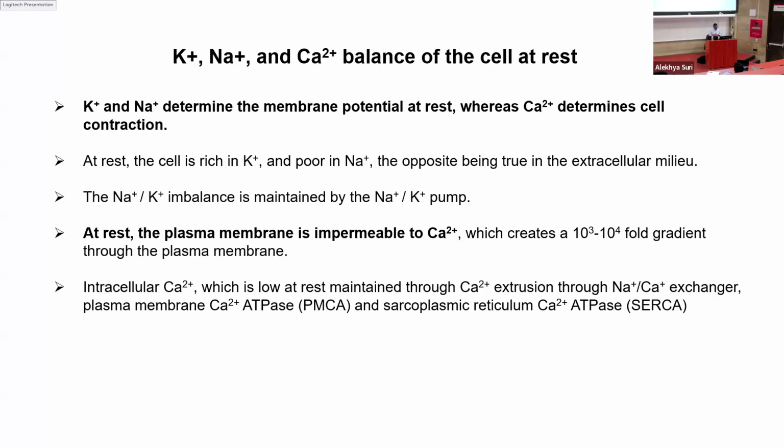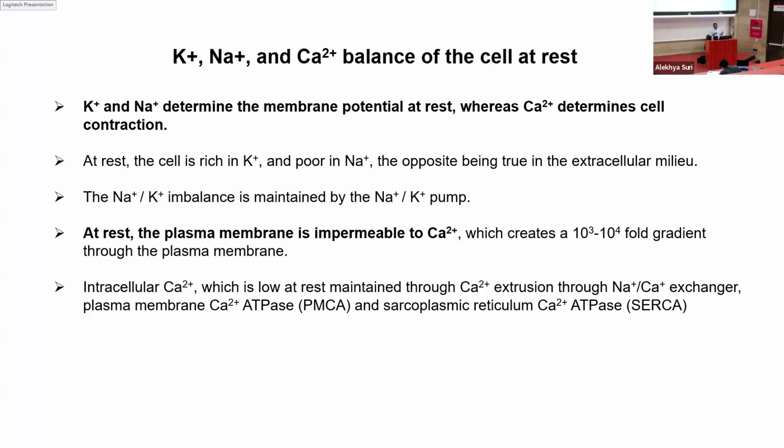Another important factor is that in a resting cell, the calcium cannot enter into the cell. So calcium is impermeable to the myocytes when the cells have a resting membrane potential. This is very, very important because without calcium, the muscle cell cannot contract. In a resting condition, the myocyte is rich in potassium and very poor in sodium, meaning a very small amount of sodium. And this is exactly opposite for the extracellular matrix, where you will see a large amount of sodium and less potassium.